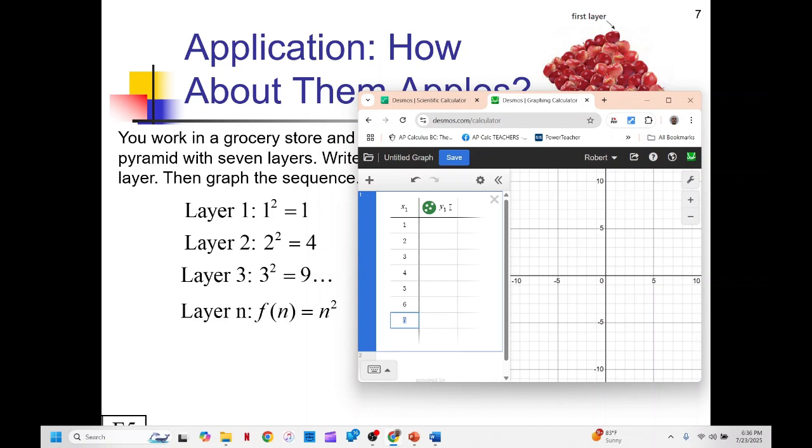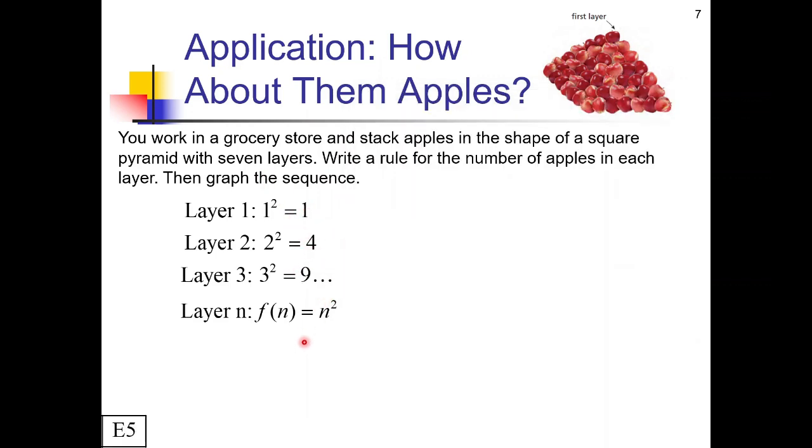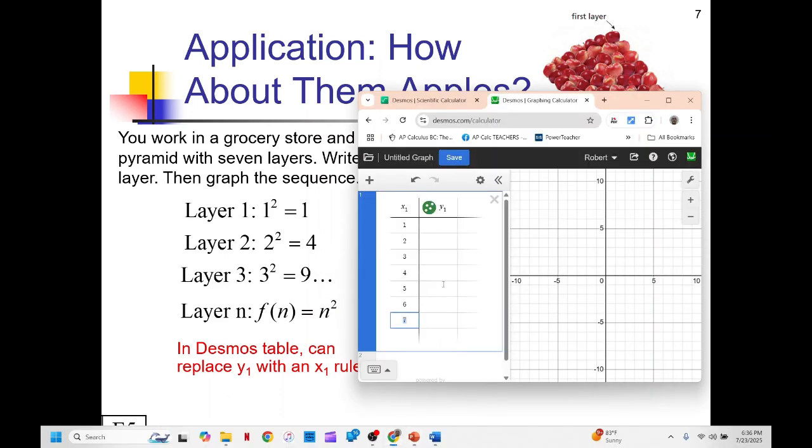Now for the y1, I could put in all of these squares if I wanted to. If you don't feel like going to all that work, another thing you can do to instantly do all of them at once is replace the y1 in your Desmos table with an x1 rule. And the rule in this case would be x1 squared. So let me go ahead and do that.